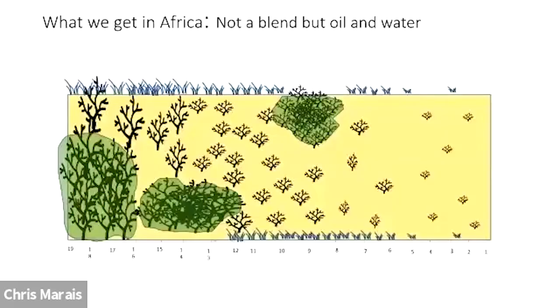And what we got in Africa is not the pattern I showed you, but this sort of pattern where savannas are widespread, but the forests occur in little blobs like oil and water. They're not mixing right the way across from even dry areas. And as it gets wetter, the proportion of the landscape that is forest increases, but savannas are always lurking there. So these are not a blend of trees. They are distinct units, completely different from each other.